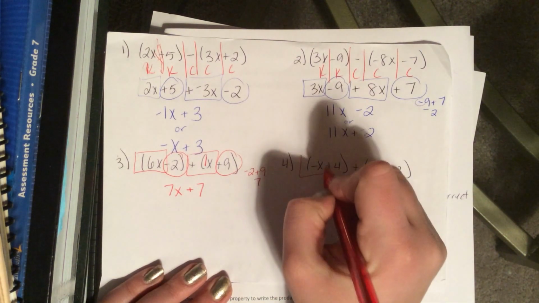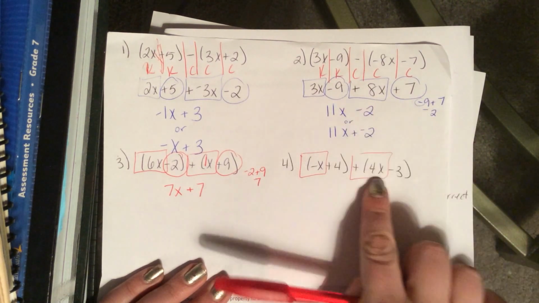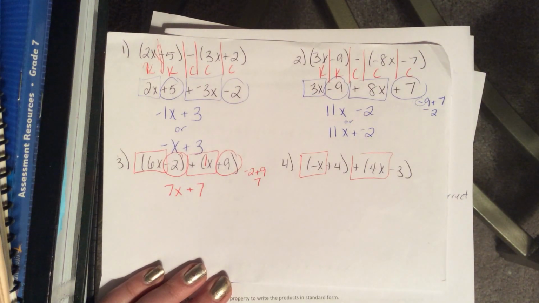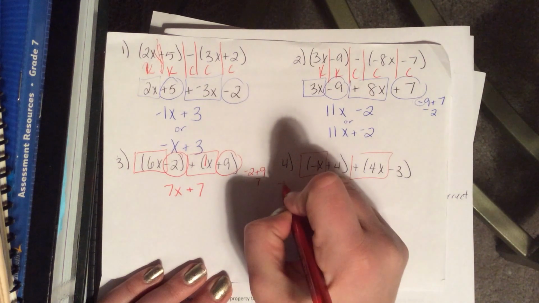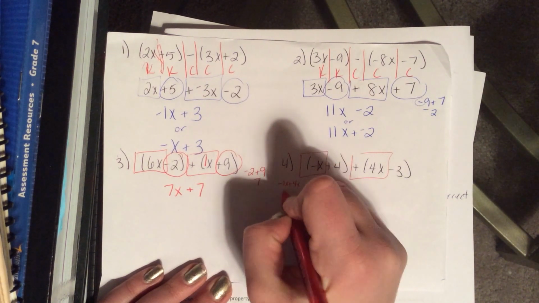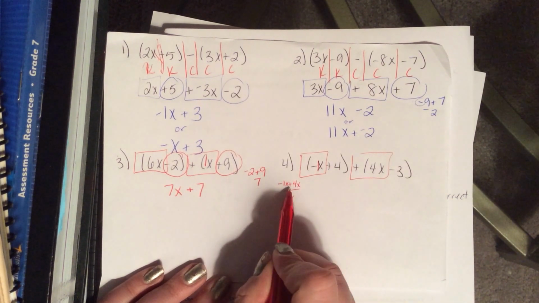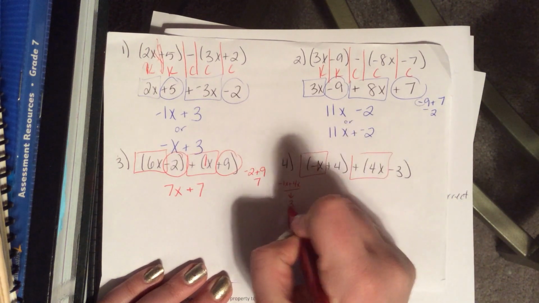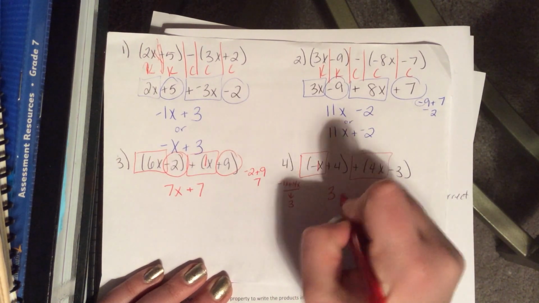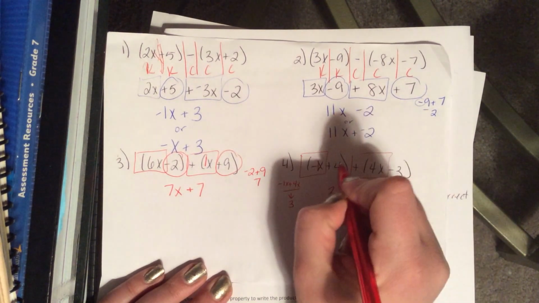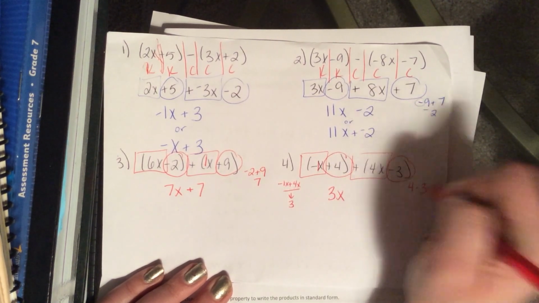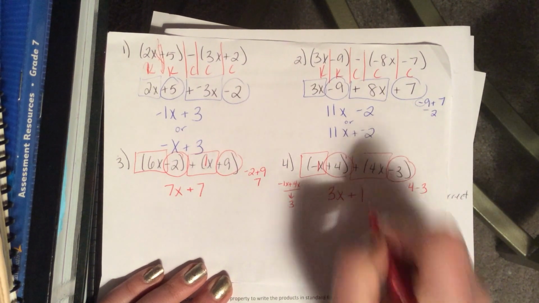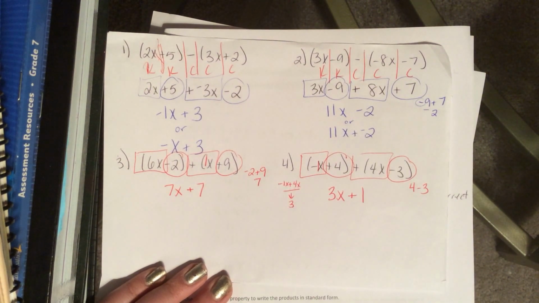Okay, 4 box negative x plus 4x. Okay, so negative 1x plus 4x. Okay, just do a little work here if we need to. Negative 1 plus 4 is going to be a positive 3. Okay, so 3x. And then you have plus 4 minus 3. So 4 minus 3 is going to be 1. So it's just plus 1. Okay.